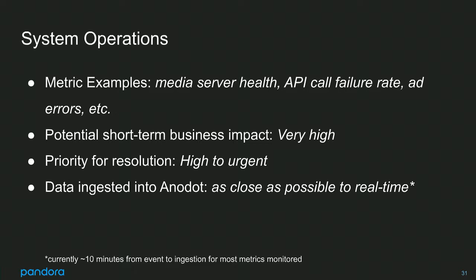Fail rate for APIs and other measures of client usage of the app, ad errors, really just the things at the highest level that would result in a poor quality of service if things went wrong, or alternatively would be really good operational wins if we could ensure they were well maintained and functioning correctly. As you can imagine, the short-term business impact of any outages in these things is extremely high, has a large impact on a lot of our listeners potentially.